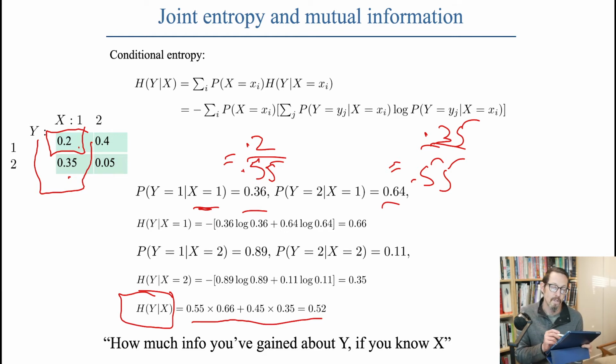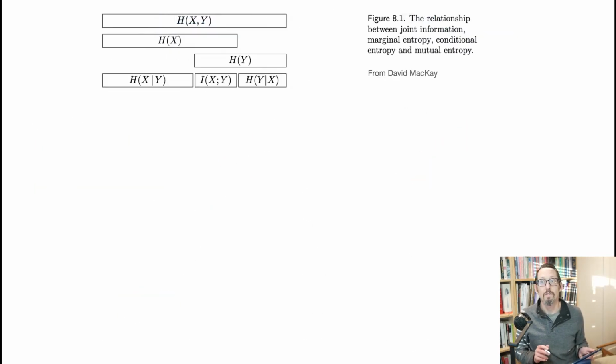Okay, so again, think of conditional information as being how much information you've gained about y once you know the value of x. So let's look at the relationships between all these. The joint probability, the probability of x and y, you can break up into the probability of x, the probability of y, and the conditionals. And it's the same with information. Information works exactly the same way.